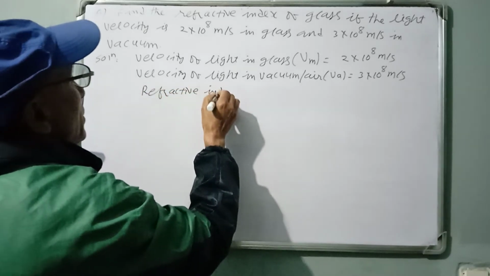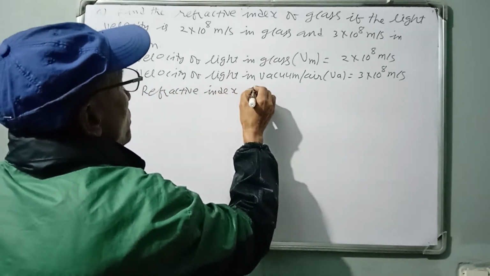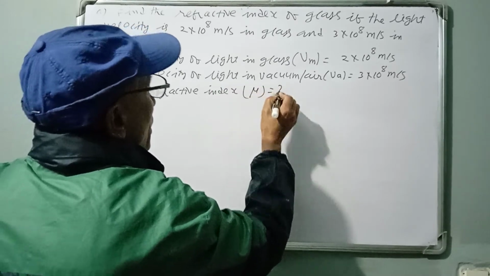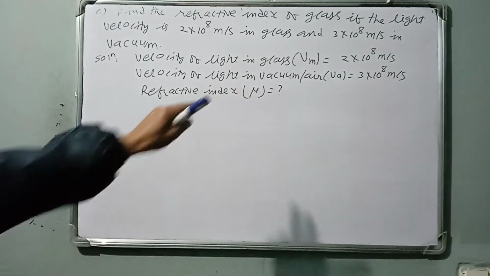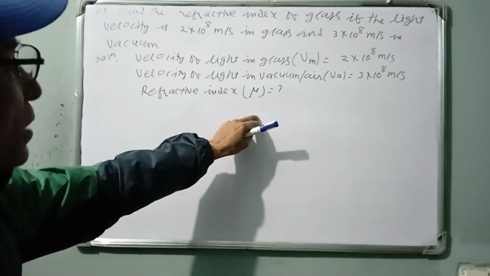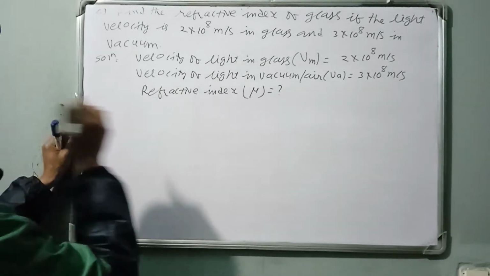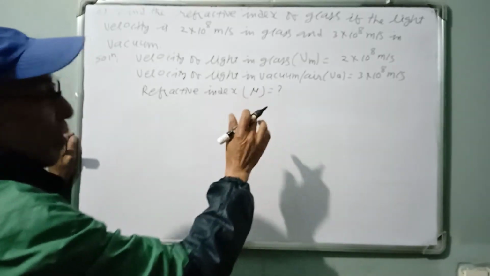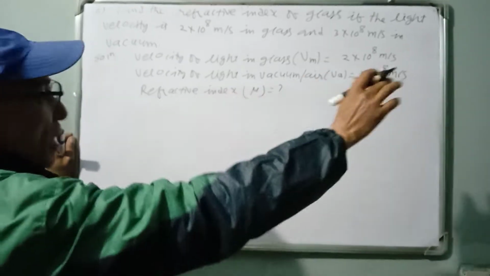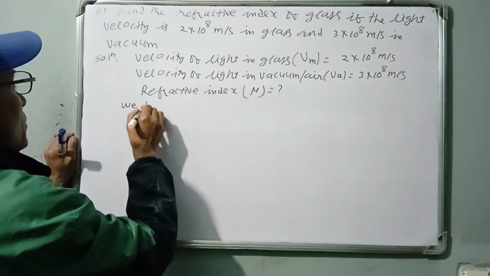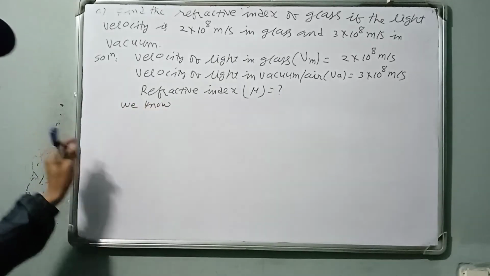Refractive index mu equal what? In higher classes like class 11, you have to read this as a mu g. Refractive index mu equal what?